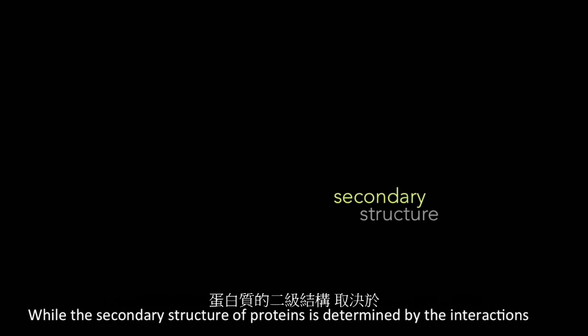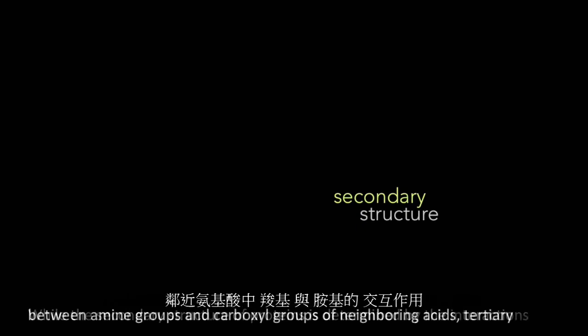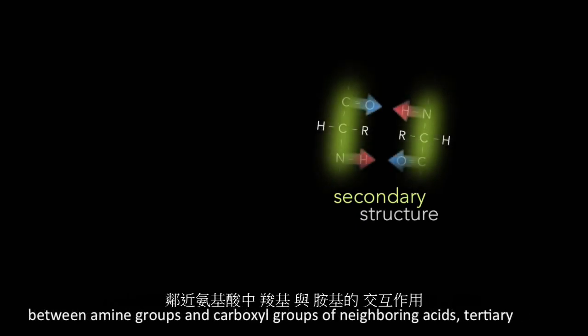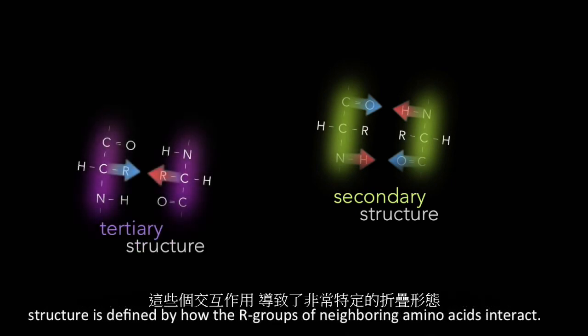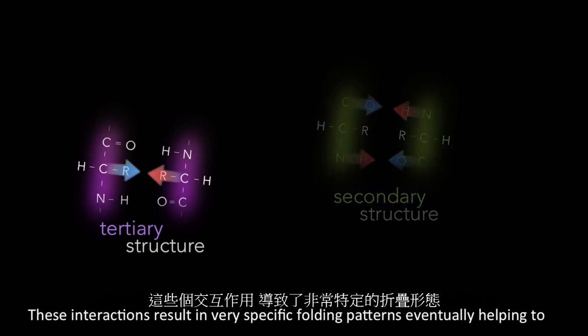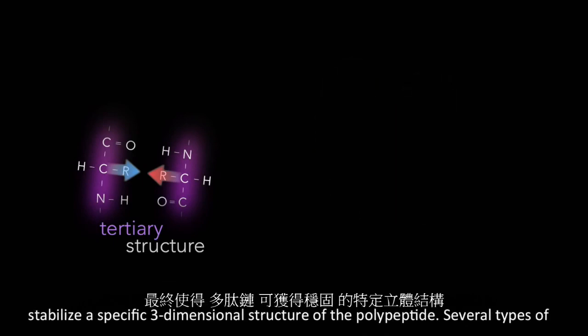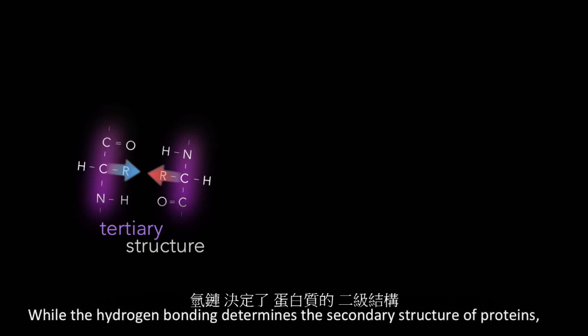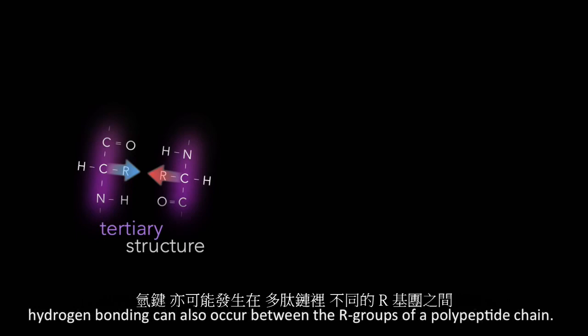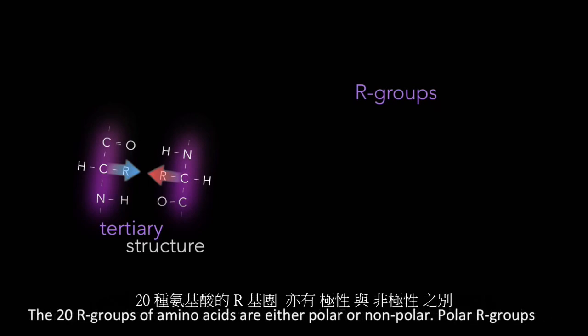While the secondary structure of proteins is determined by the interactions between the amine groups and the carboxyl groups of neighboring amino acids, tertiary structure is defined by how the R groups of neighboring amino acids interact. These interactions result in very specific folding patterns, eventually helping to stabilize the specific three-dimensional structure of the polypeptide. Several types of interactions occur between neighboring R groups. While the hydrogen bonding determines the secondary structure of proteins, hydrogen bonding can also occur between the R groups of a polypeptide chain. The 20 R groups of amino acids are either polar or nonpolar.